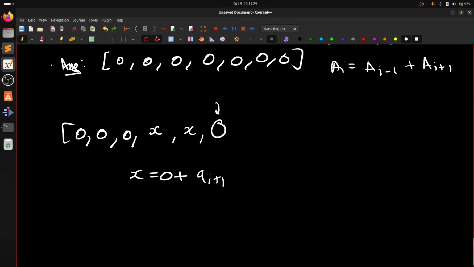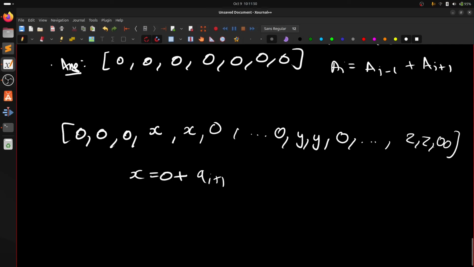Now, what about this next element? This must also be 0, correct? Because this element also has to be equal to the sum of adjacent elements. So that's why our array in the end is going to look something like this, where there are some pairs of numbers separated by a bunch of zeros.